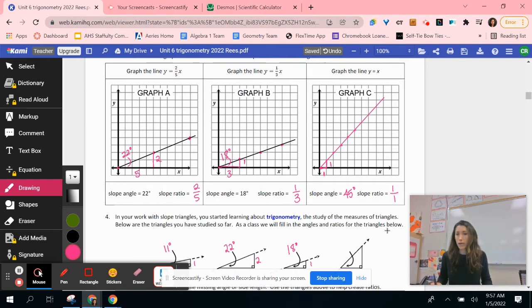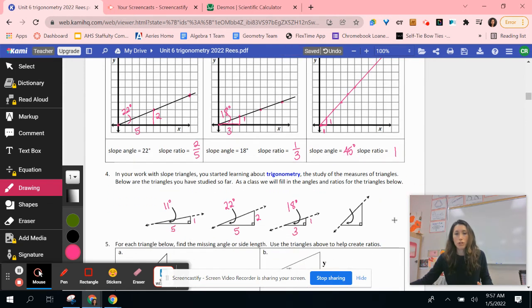Well, any number divided by itself is just 1. So I'm going to put a 1 there for the slope ratio. So we have our last triangle, 45 degrees. These two sides are the same. They could be 2 and 2s, 3 and 3s, 4 and 4s. I'm just going to put the simplest number there, 1 and 1.